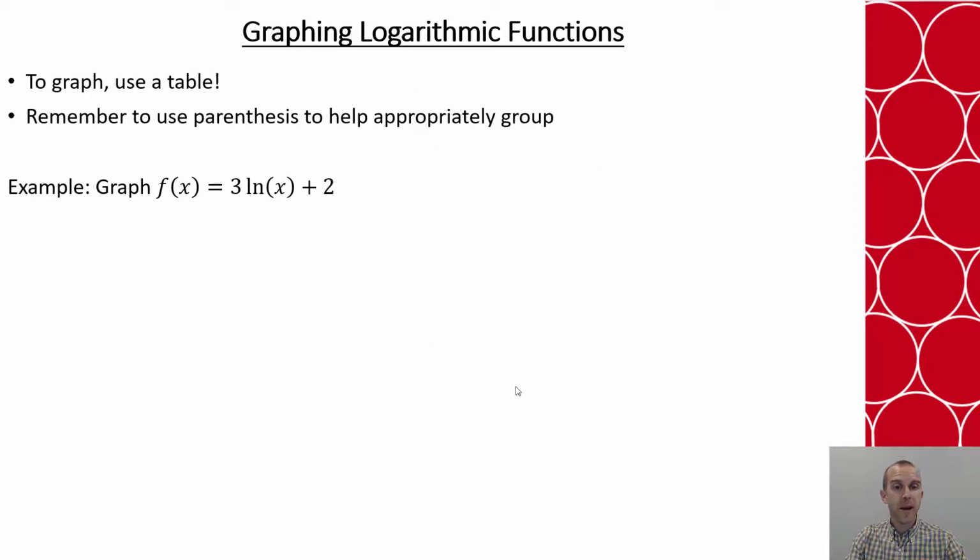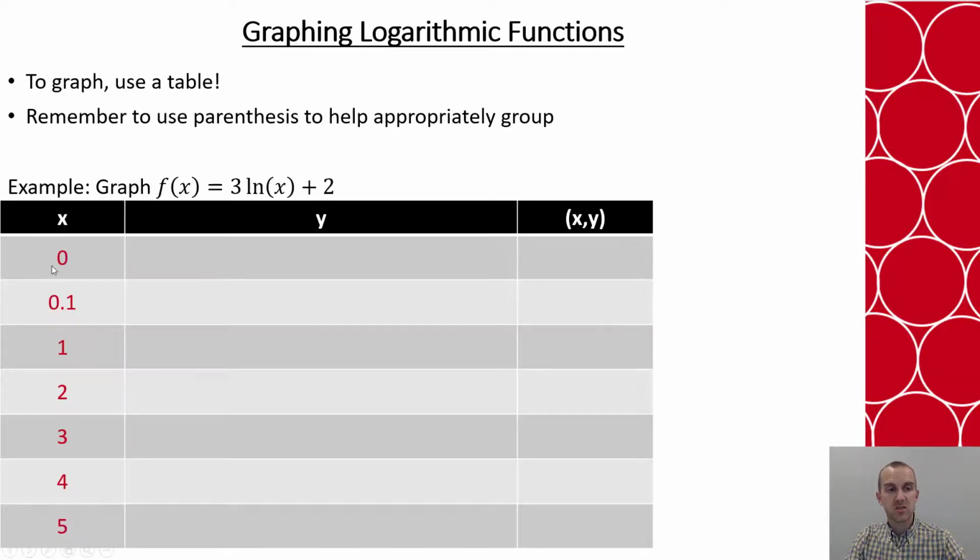Now, if I want to graph, I'm going to remember to use my parentheses and use the calculator to help me approximate values so I can get some points, and I can use that to help me form the curve. So if I had 3 times the natural log of x plus 2, I'd want to start using some values. So maybe I'm going to go 0, a tenth, 1, 2, 3, 4, 5. So I'm going to take each of these values and substitute them in for x and see what my ordered pair becomes. So if I substitute in 0 for x and I simplify, that's undefined because I can't do the natural log of 0.